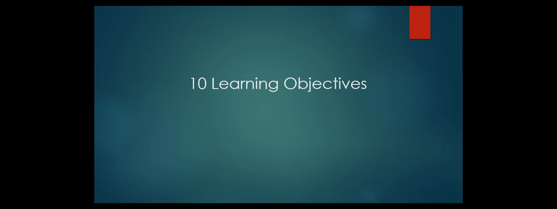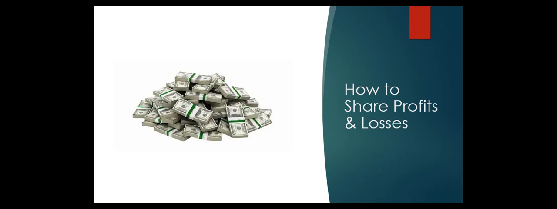As mentioned in an earlier video, this chapter, chapter 9, has 10 learning objectives. We cover all 10. This video is about learning objective 6, how to allocate profits and losses among the partners' capital accounts.